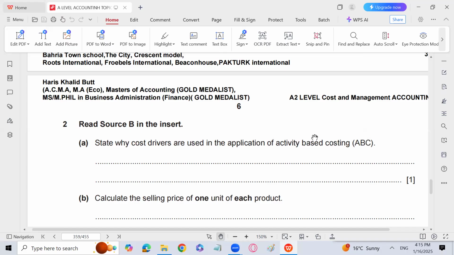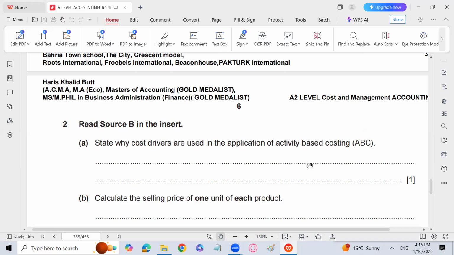You can write examples also. For quality inspection, the number of inspections is the cost driver, which drives how much cost is going to be driven towards each product. You can write anything, whatever you like. There is no hard convention.